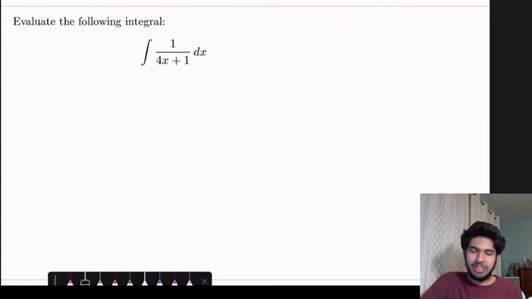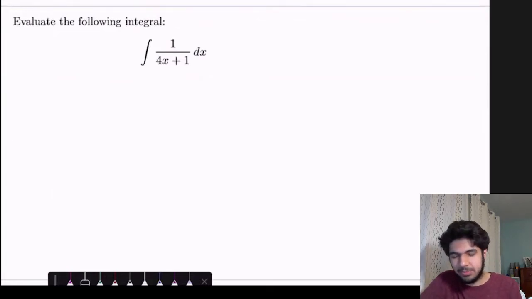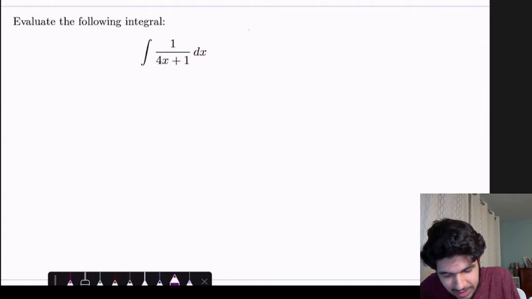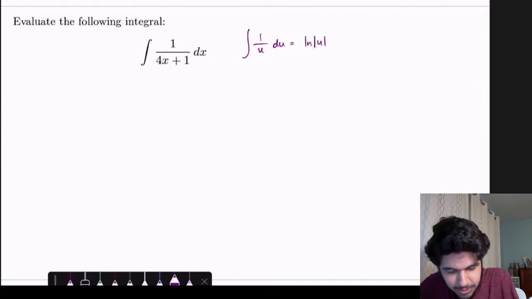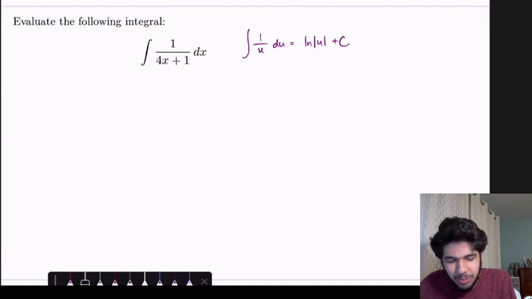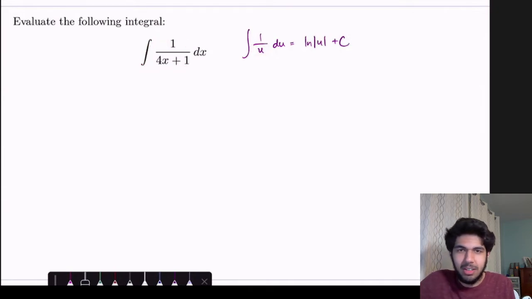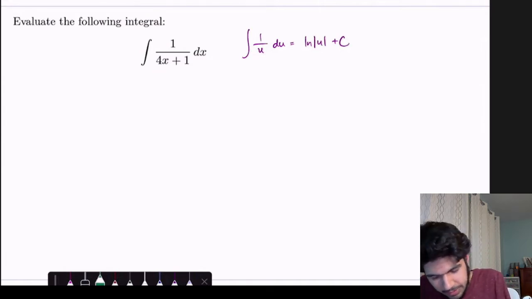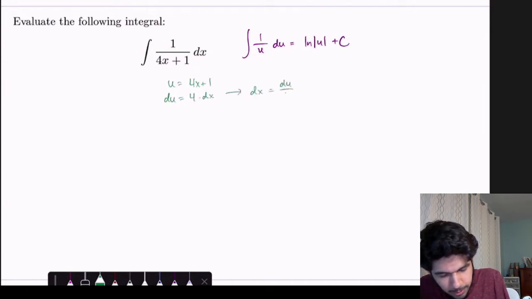Evaluate the following integral: 1 over 4x plus 1 dx. Well, we know that the integral of 1 over u du is going to be ln of u plus c. So we'll try to get it in this form because we don't really know how to integrate this any other way. So what if we just let this 4x plus 1 equal u? So u equals 4x plus 1. du equals 4 times dx, so that means dx equals du over 4.